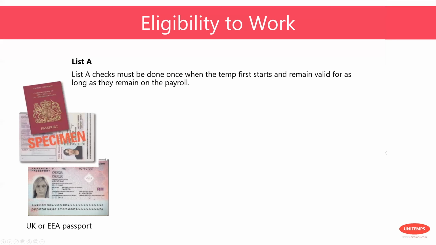So the types of things you might see: a UK or EEA passport, just make sure you copy the image page of the passport. Some very old British passports have a second page with details on them. If in doubt, copy that as well, but they're pretty rare.